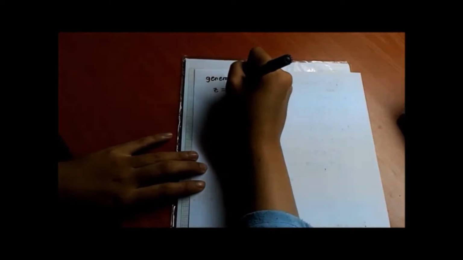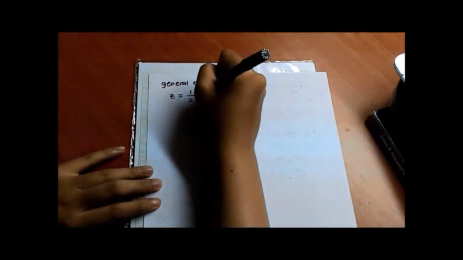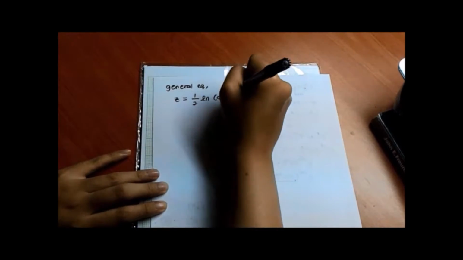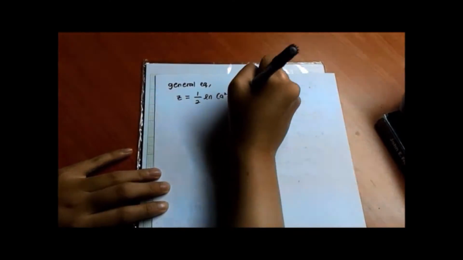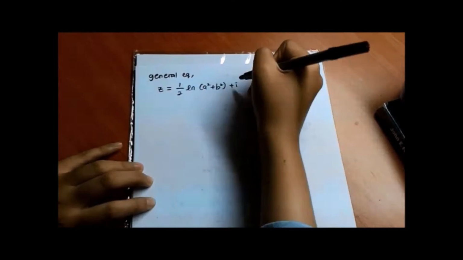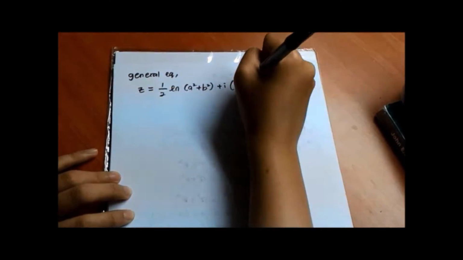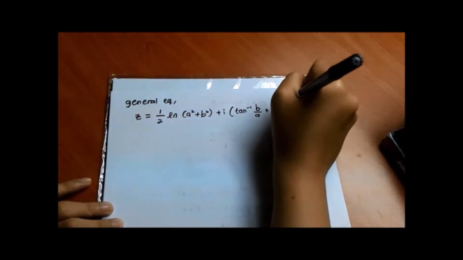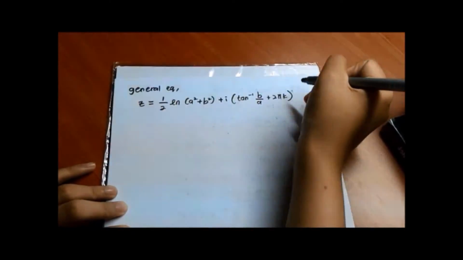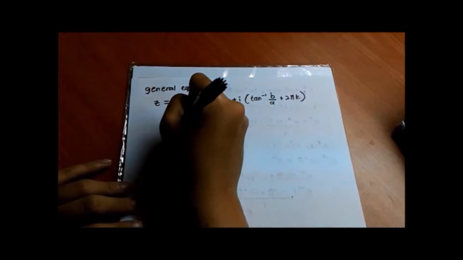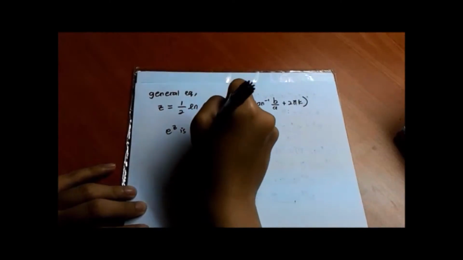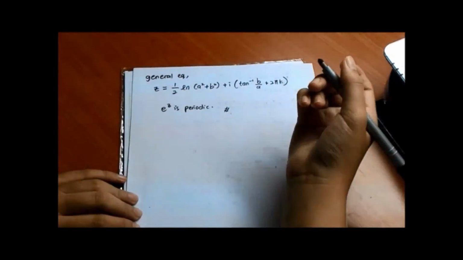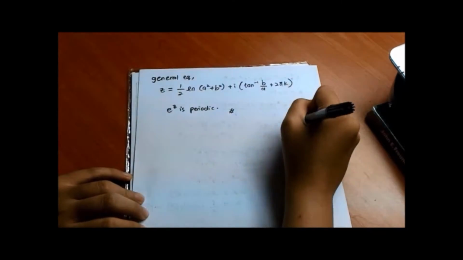So for the general equation, the root, which is z, is equal to 1 over 2 ln(a squared plus b squared) plus i times (arctangent b over a plus 2 pi k), as the function e^z is periodic. That's all for the exponential function in complex analysis.